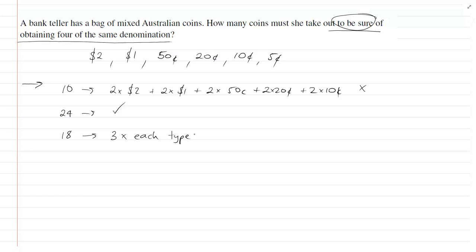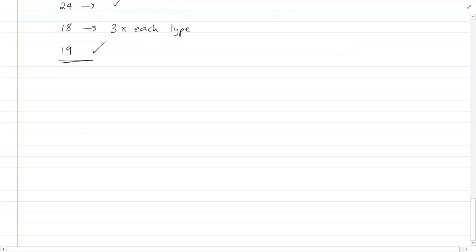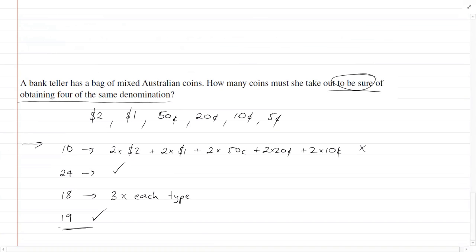But if I have one more coin, and it's an Australian coin, it has to fall into one of these 6 categories, which means it has to create a set of 4. So 19 is the first non-counterexample answer. 19 is the answer you're looking for. And that's all the questions I have. So that is a mixed bag, such as this coin, set of questions from the exercises.